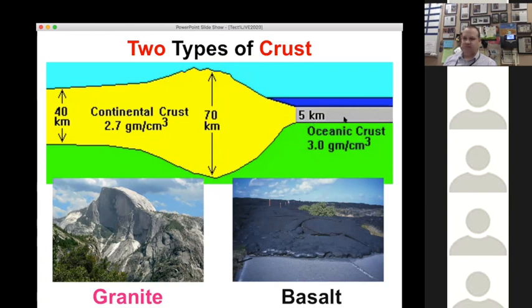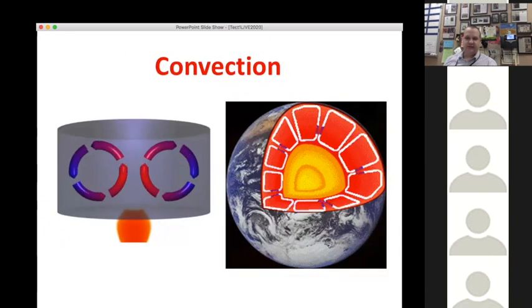And then the ocean floor, the ocean crust, is much thinner, and it's made out of a rock called basalt, which is dark, and it's got iron, which makes it heavier, has a density of 3.0. So we see the ocean crust is more dense than the continent crust, but there's not as much of it. It's much thinner. We also know that inside of the Earth we have convection. Convection is what makes the mantle move and helps push that crust around.